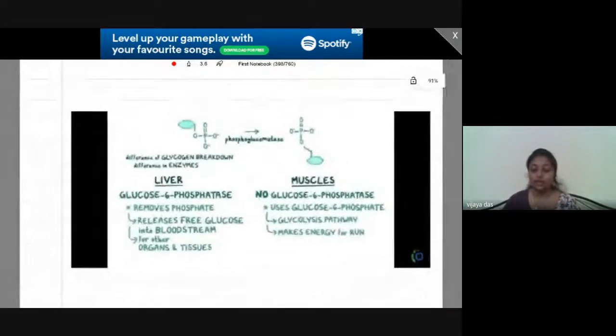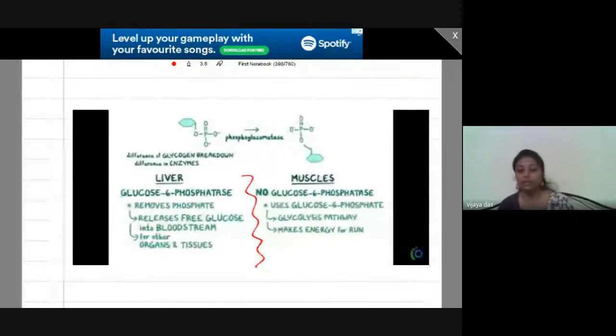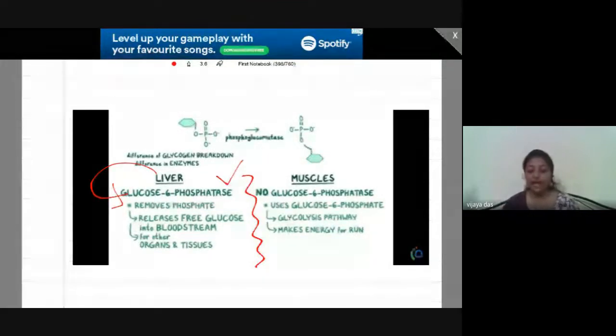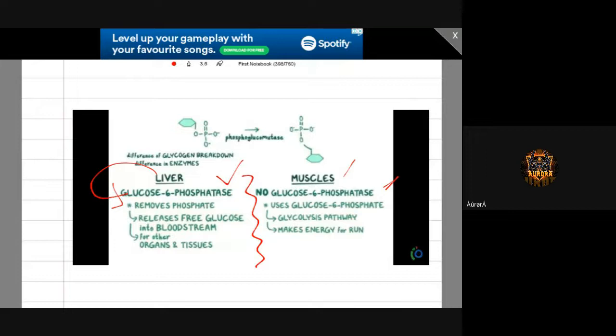Now, just to compare the process of glycogen breakdown in liver and muscle. What we need to know is that in liver, which enzyme is present? Glucose 6 phosphatase. And in muscle, there is no glucose 6 phosphatase. So what did we learn? That muscle does not have glucose 6 phosphatase. That is why what can the muscles not do? They cannot form free glucose.